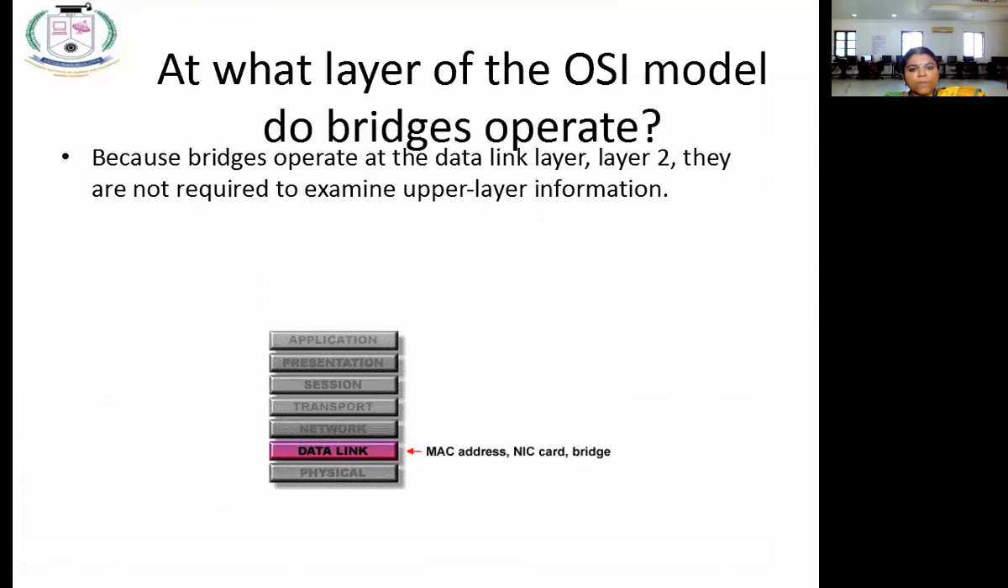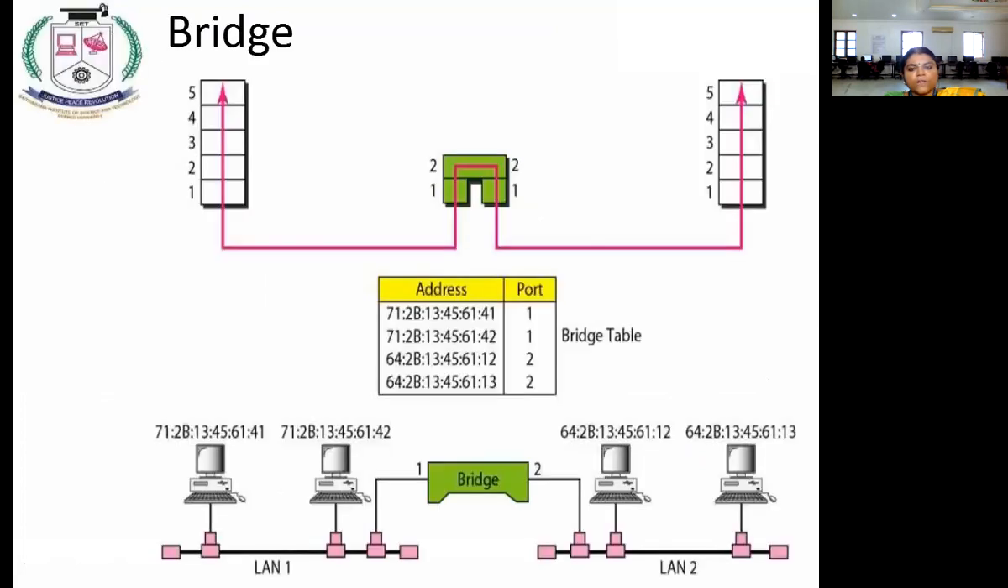Okay. So if you look at this, I think it can give you a better idea. The same thing is illustrated here by the numbers. So we have the LAN 1 on the left side and we have another LAN 2 on the right hand side. And each and every device has its own address.